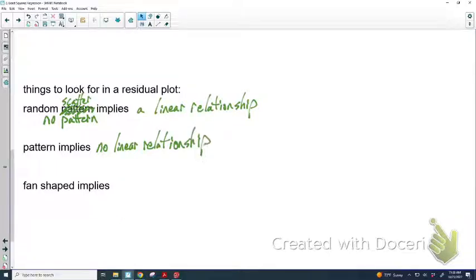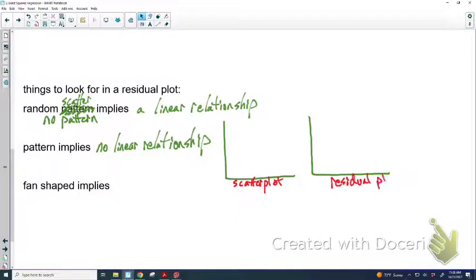So, for example, let's look at an example of a scatter plot and a residual plot. So right here, this first one, let's let it be a scatter plot. And let's let the second one be a residual plot. Let's say our graph looks something like this on the scatter plot.